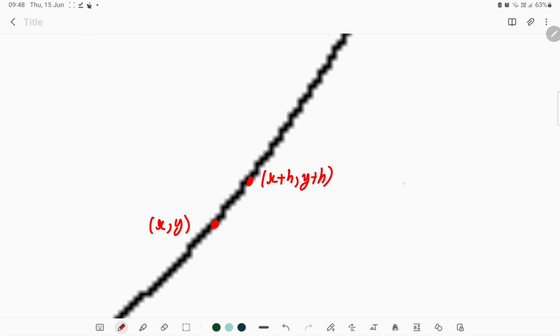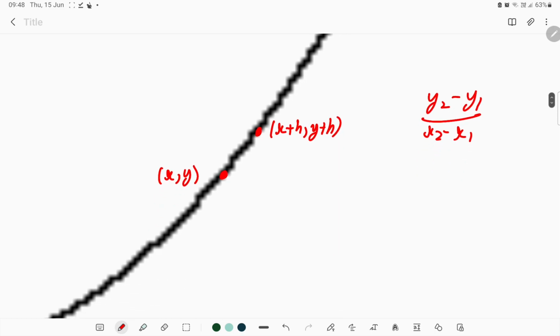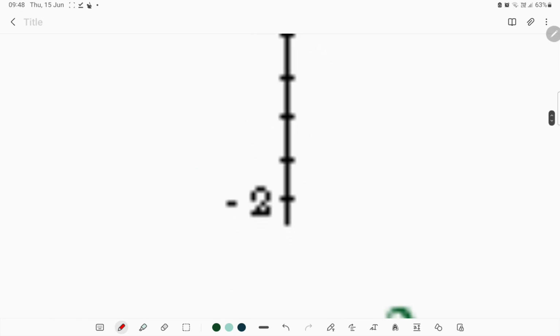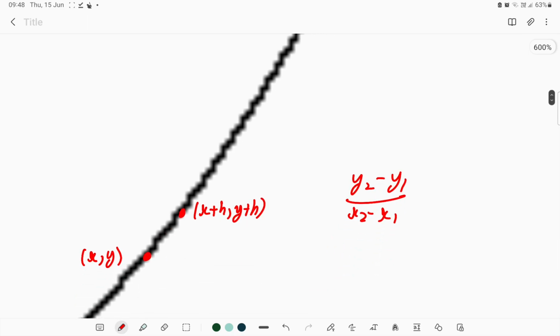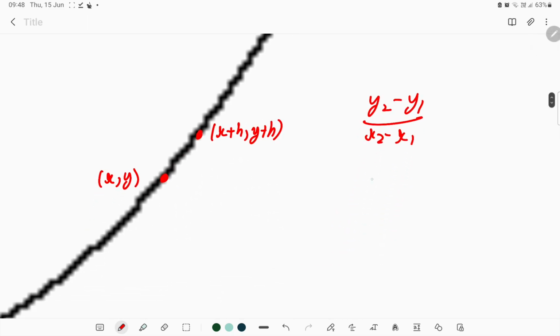So the slope for this graph should be y2 minus y1 upon x2 minus x1. And what is y? y is just x squared. That's what we just saw. So what if I replace this y with x squared here? Let's do that: x2 squared minus x1 squared, divided by x2 minus x1.